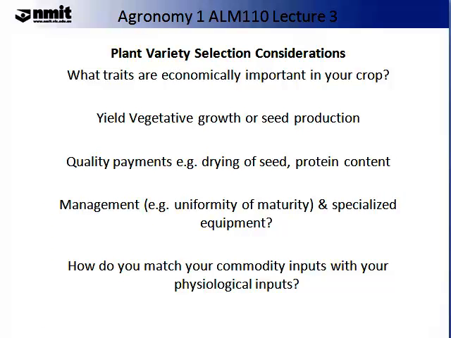When you have selected your plant variety, there are some considerations that you need to spend some time thinking about. What traits are economically important in your crop? Is it yield of a vegetative growth or yield of seed production? Are there quality payments? That is, are you paid on the drying of seed, or is the payment on protein content? The management of the crop, is it uniform or maturity that you need to manage to, and do you require any specialised equipment? How do you match your commodity inputs with your physiological inputs?